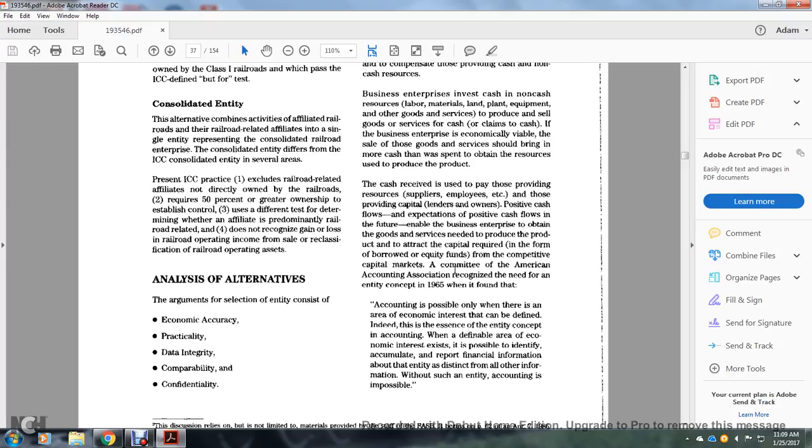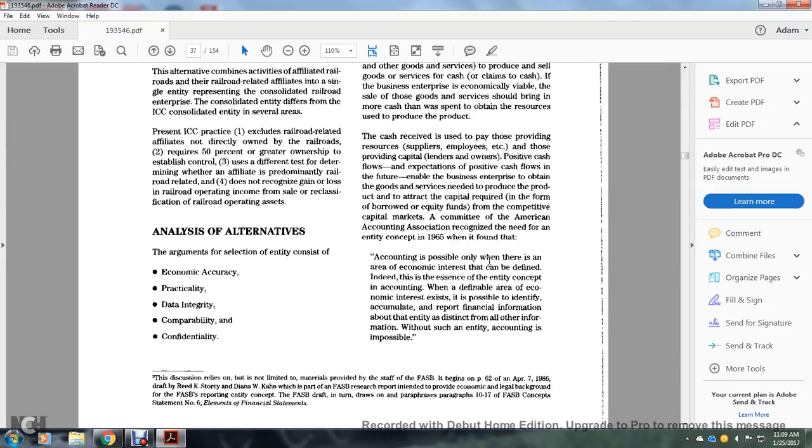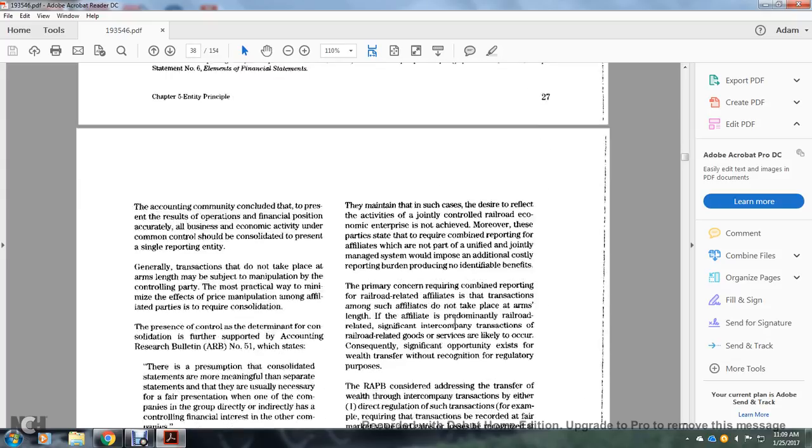The Committee of the American Accounting Association recognized the need for the entity concept in 1965, when it found that accounting is only possible when there is an area of economic interest that can be defined. Indeed, the essence of the entity concept in accounting is defining the area of economic interest. The identity of the accumulated report of financial information must be distinct from all other information. Without such an entity, accounting is impossible.